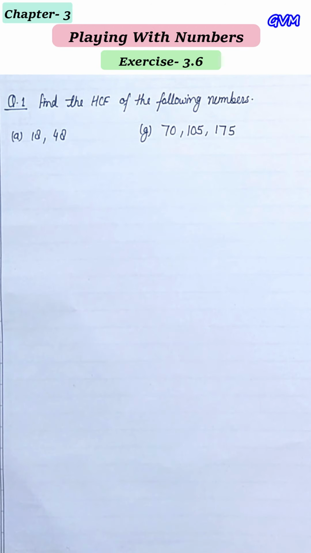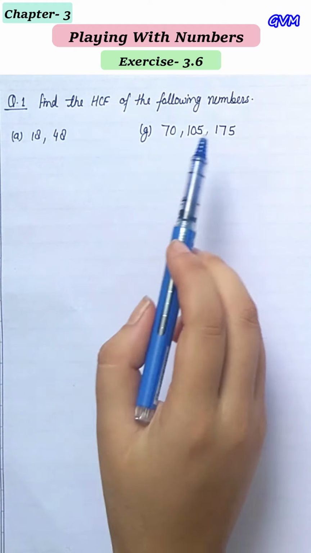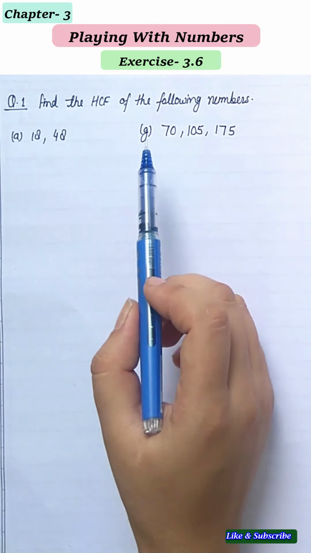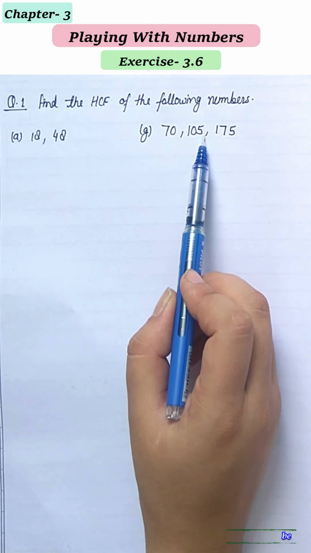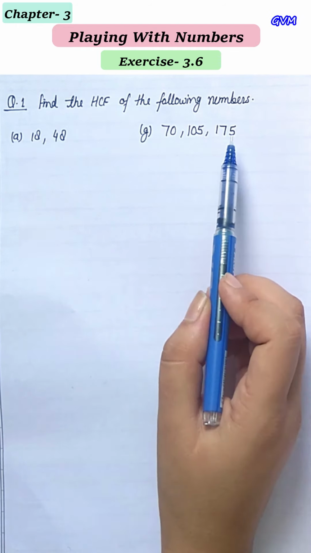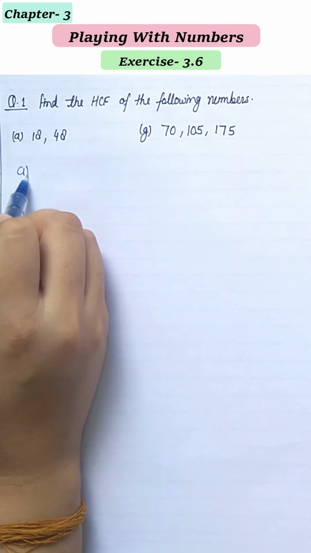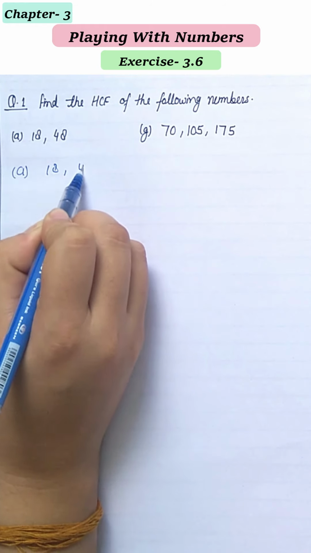Hello students, so today we are going to solve our exercise 3.6. So first question we have, find the HCF of the following numbers. A part is 18 and 48 and G part is 70, 105 and 175. So I am doing these two parts from this question number 1 and the rest you can do by yourself by following the same procedure. So let's start with 18 and 48.